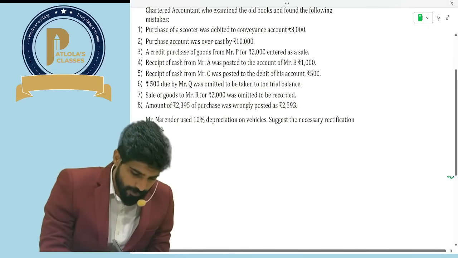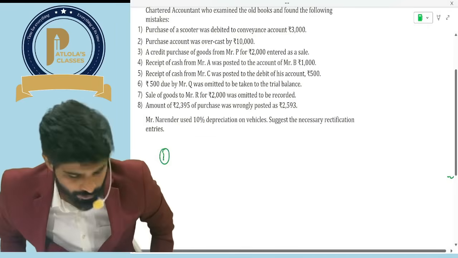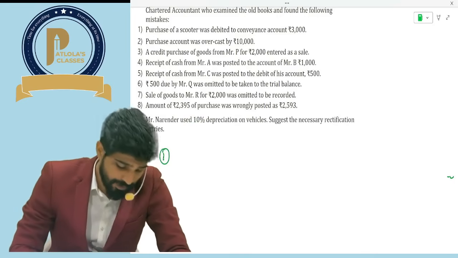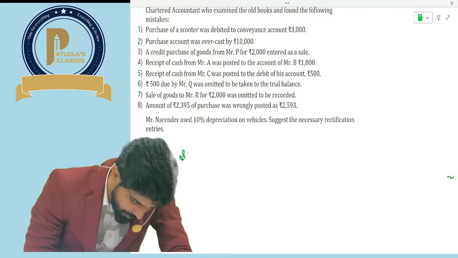Okay. First, what has to be debited? Actually, scooter account. And what should be cancelled? Conveyance. That is now P&L adjustment. So entry will be scooter account debit.